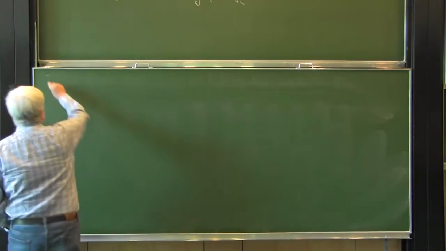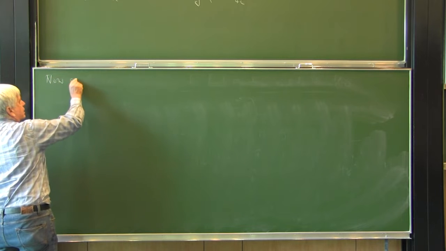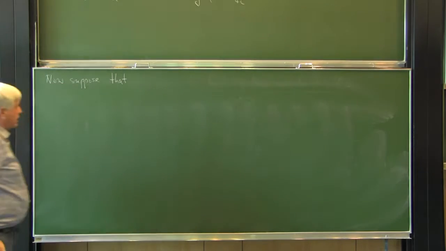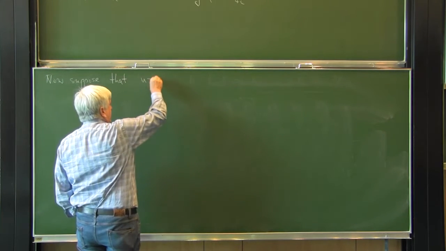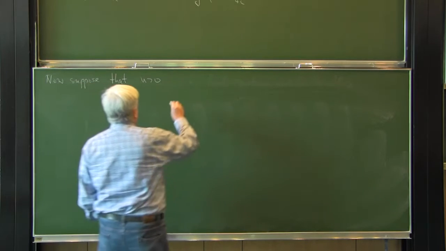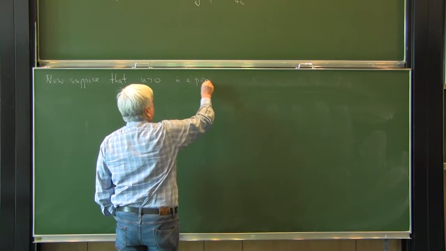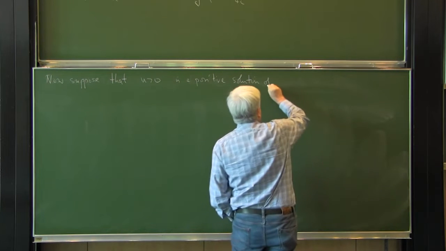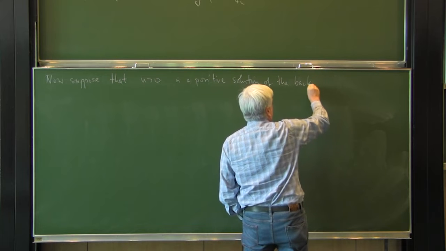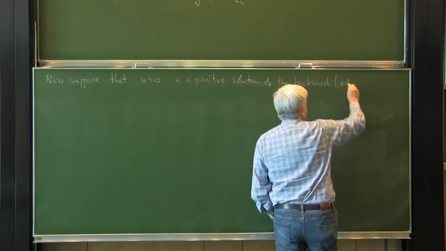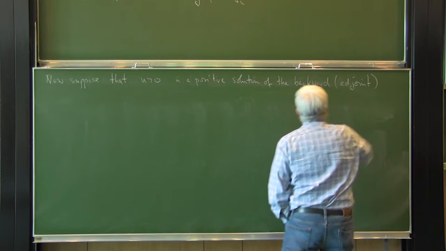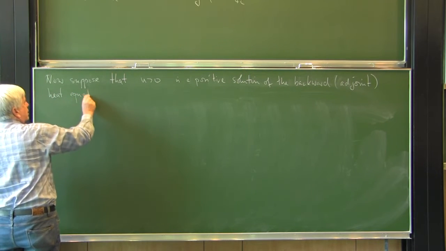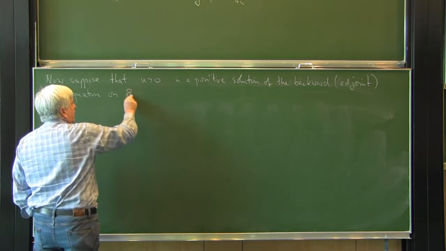So now suppose that we have a positive function u greater than 0, a positive solution of the backward, which is the adjoint heat equation. Let's do it first on Rn.